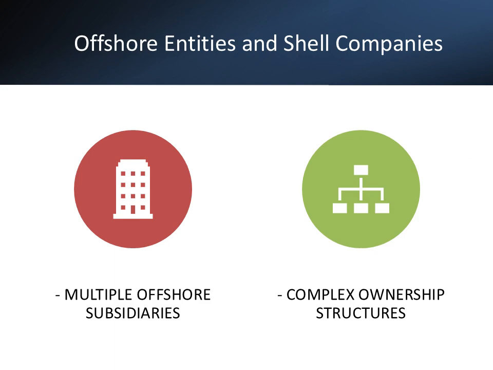Offshore entities and shell companies are often used in laundering schemes. For example, if a local grocery store suddenly opens a subsidiary in a tax haven like the Cayman Islands, this might be an attempt to move money around without paying taxes or to hide illegal profits.